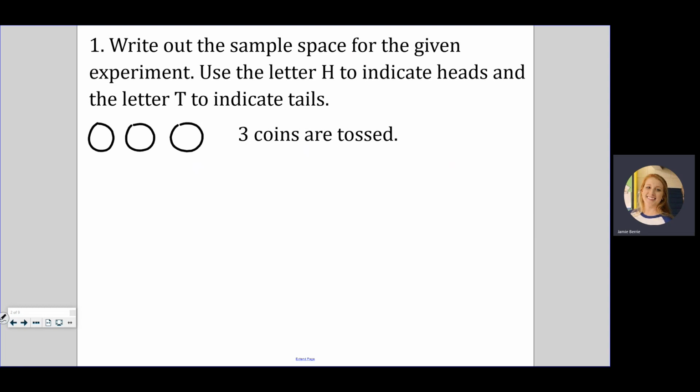All right, so we've got 3 coins. Each one can be heads or tails. We're going to list out all the possibilities for what we could get if we toss these 3 coins. So starting off with the most basic ones, we could get heads for all 3, or we could get tails for all 3.